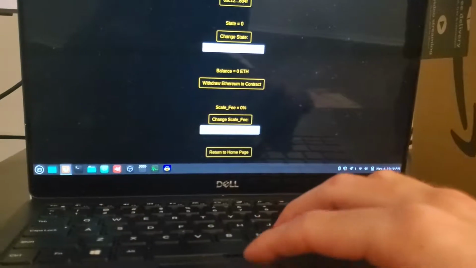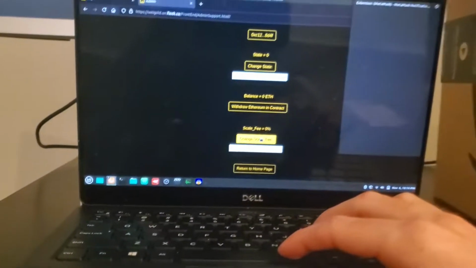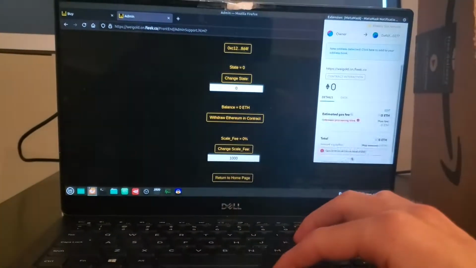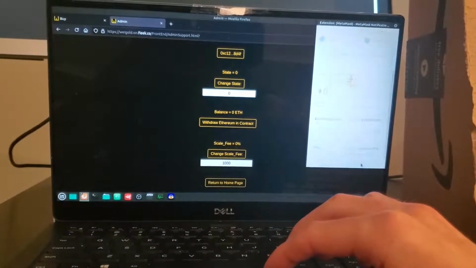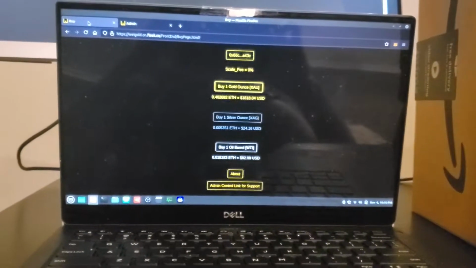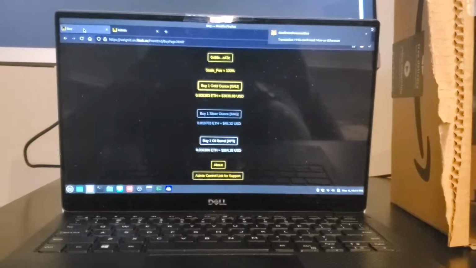Finally, for dramatic effect, I will double the prices of everything. Okay. On the buy page, it should double everything. Okay, the prices doubled. Here's the event log from the servo, from the Raspberry Pi. And here are the servos. Here's the Raspberry Pi.